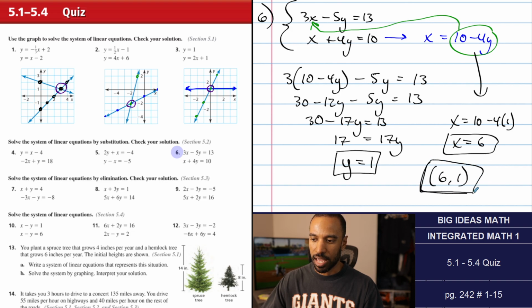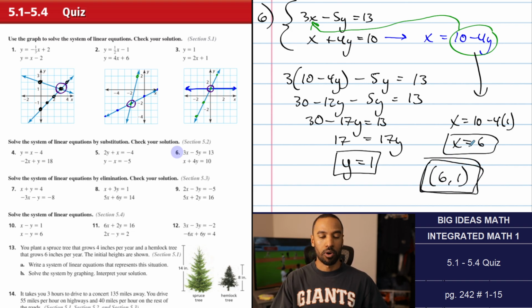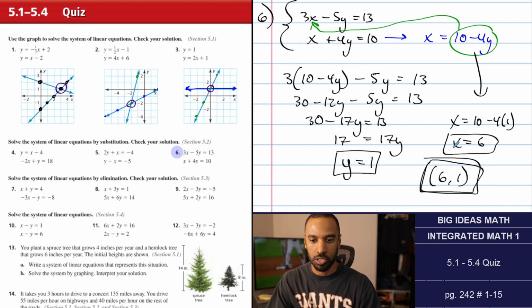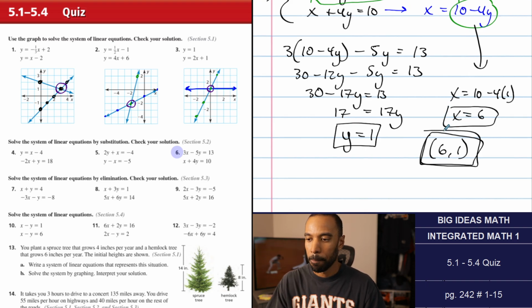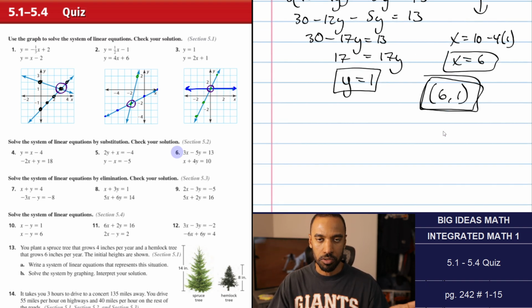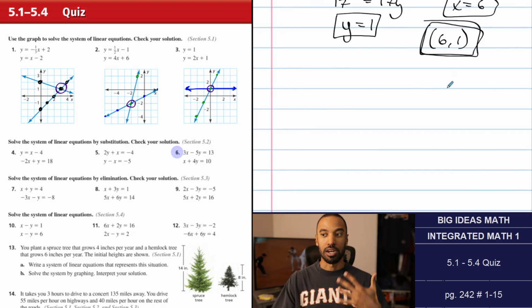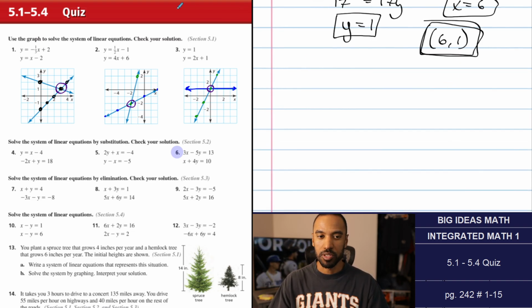You've never seen me miss that case. Word problems, we don't write in ordered pair. And it looks like number 13, probably to 15, has word problems. We don't write an ordered pair for those ones. We use units and such. But non-contextual problems, ordered pairs, please. Those were substitution. That was section 5.2.